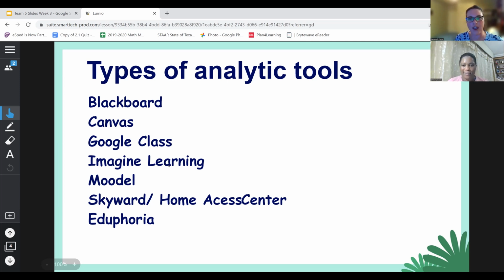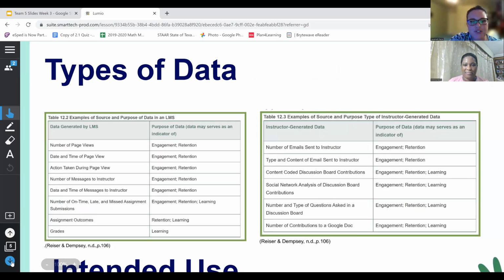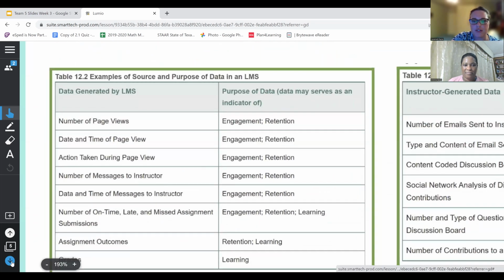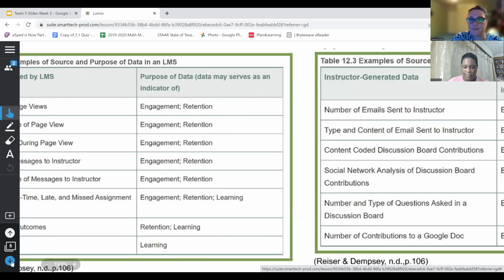You can see how long a student has been on a particular question, and you can figure out if they got it right or if they've used their accommodations. So we've already discussed some of the types of data. I just want to zoom in. This was a chart given in the book. And so LMS tools, again, those are number of page views, action taken, number of messages to the instructor, date and time, number of on time, late or missed assignments, assignment outcomes, and grades.